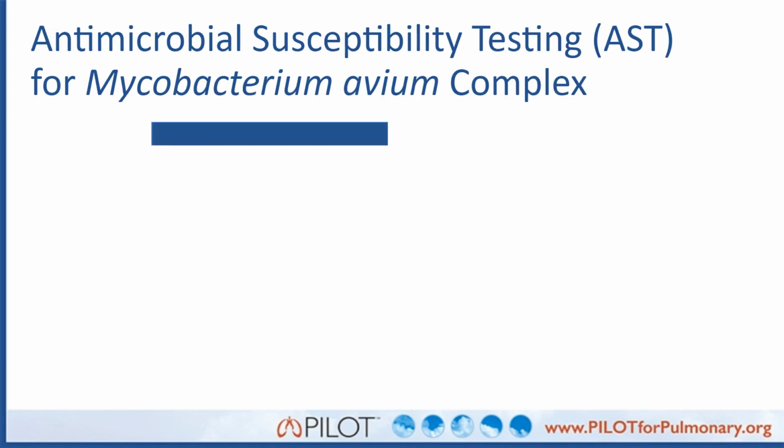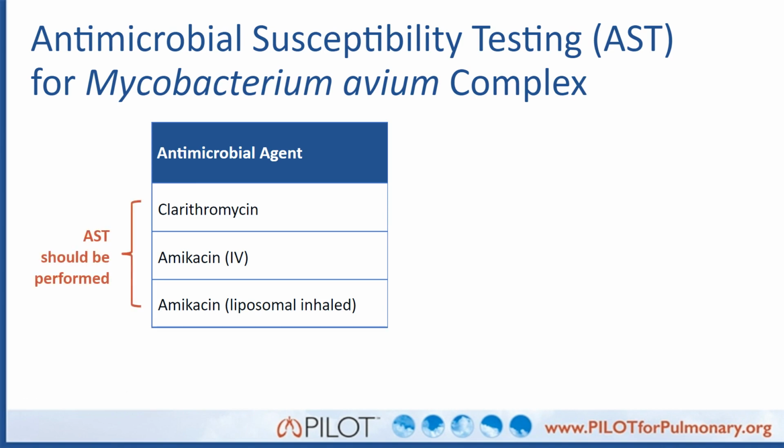So with sensitivities, and this is an important point, oftentimes when we send out susceptibilities for MAC, it gives us a list of antibiotics that show up on the report. But there's only been two classes of antibiotics that have been shown to correlate with what happens in vivo and in vitro with the patient, and that's the macrolides and amikacin.